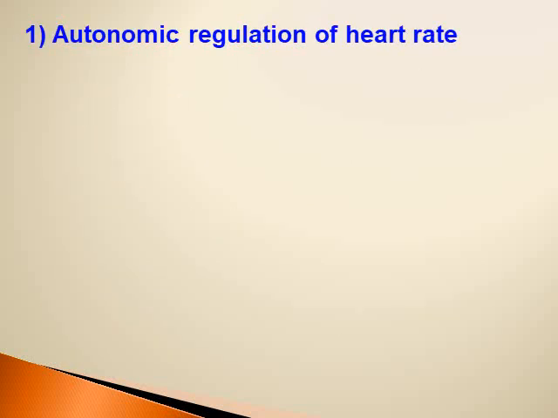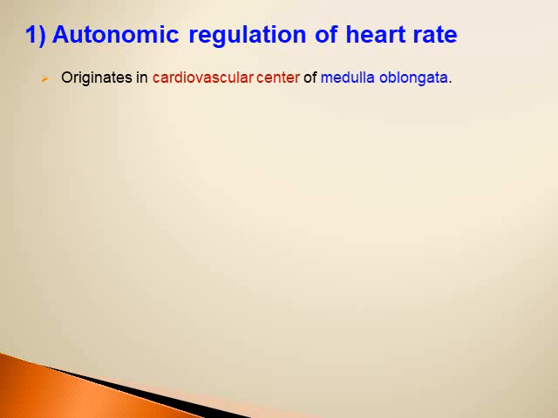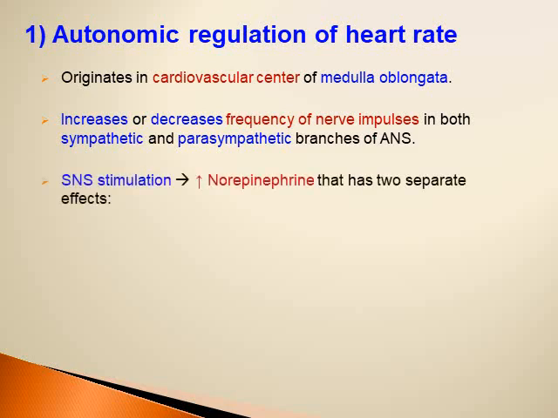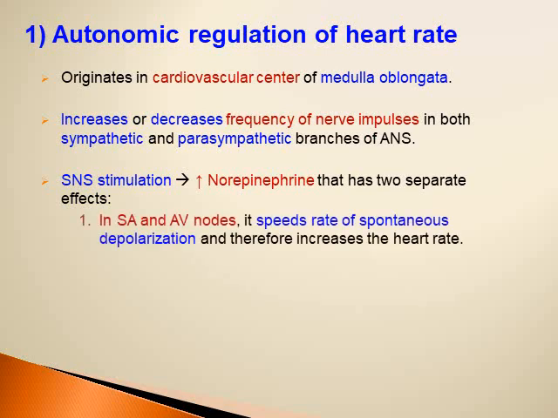Regarding the autonomic regulation of the heart rate, the autonomic fibers that innervate the heart originate in the cardiovascular center of the medulla oblongata, which increases or decreases the frequency of nerve impulses in both sympathetic and parasympathetic branches of the ANS, or the autonomic nervous system. Sympathetic nervous system stimulation will increase the release of norepinephrine from the sympathetic endings, and that has two separate effects on the heart. The first effect is to increase the SA node and AV node speed.